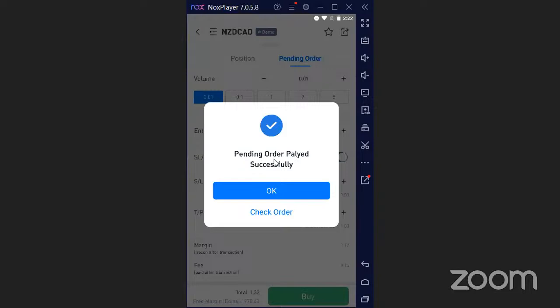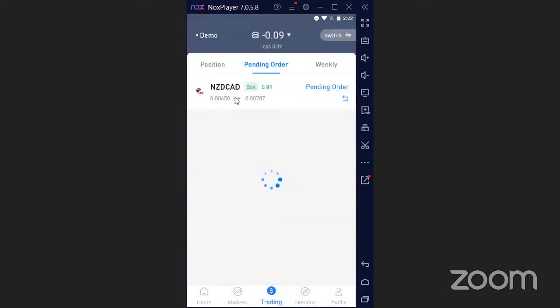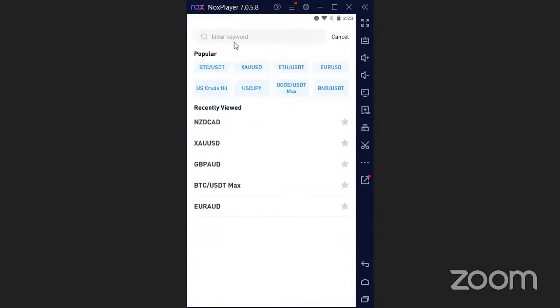You see, it says pending order placed successfully. If I click on check order, it's going to take me to my pending order. So here I have my pending order. My buy pending order has been set. And you can also set one for sell. It's the same process. The only difference is you are clicking on sell this time and not buy.